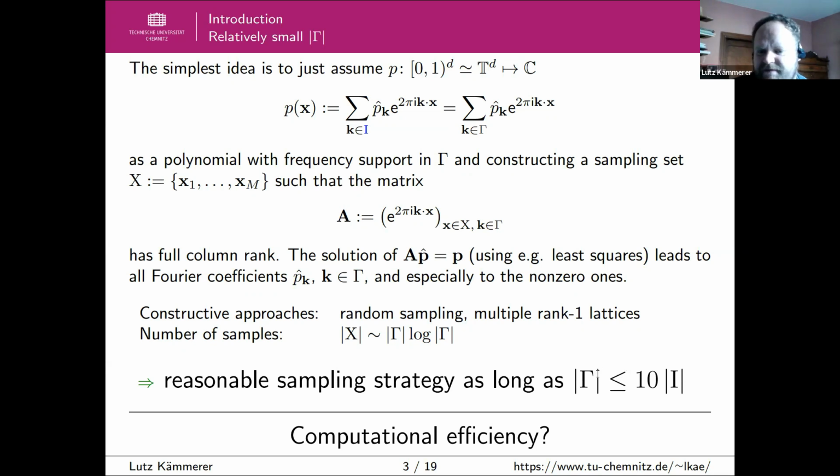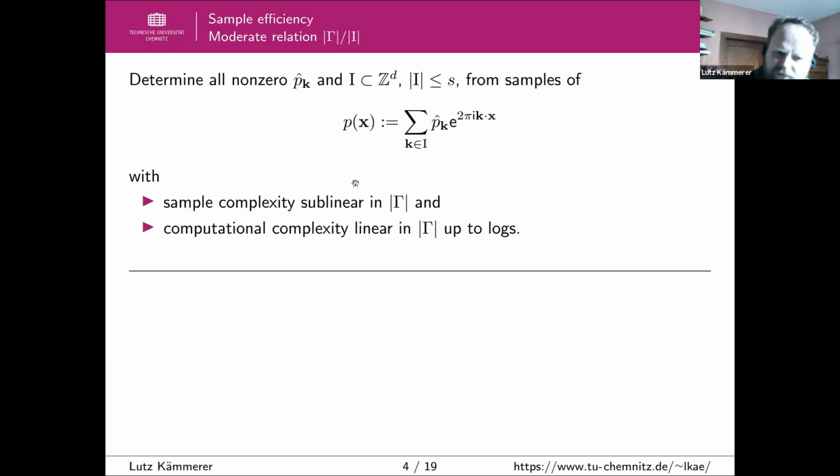Okay. But what to do if this is not the case? If you have gamma in the order of hundreds times the number of active frequencies, what to do? You would like to determine all the non-zero Fourier coefficients, and you know that this number of non-zero Fourier coefficients is at most s. Right? And you're interested in a sample complexity which is sublinear. You're not interested in something that discretizes the whole space of gamma.